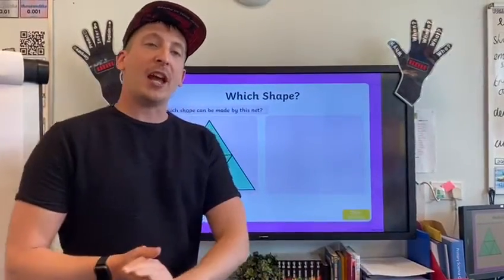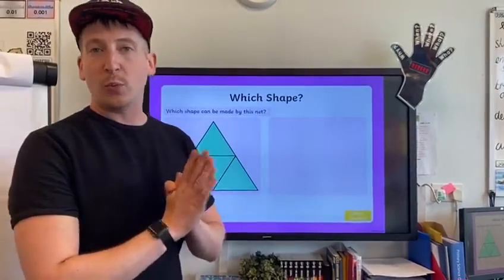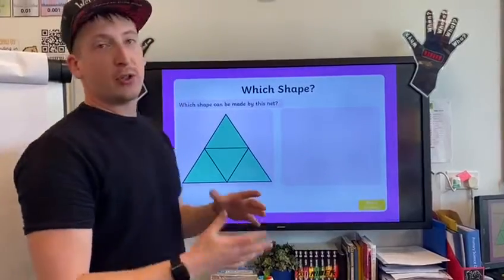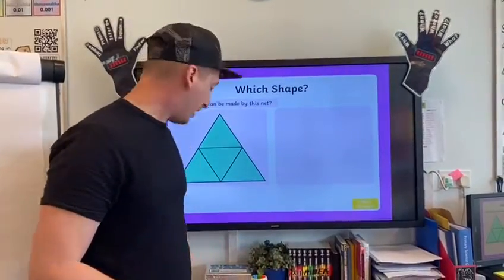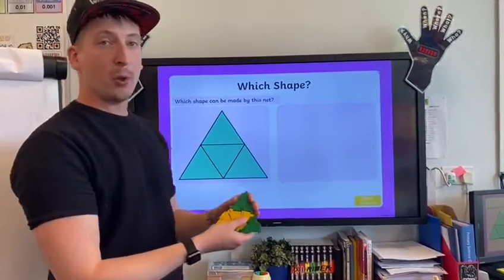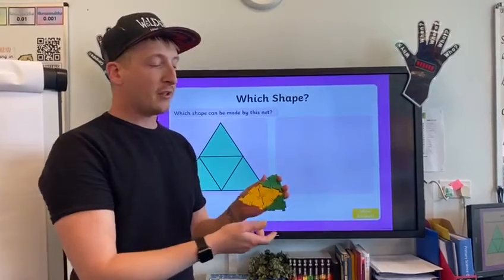Okay, so when we're looking at 3D shapes, obviously they come from a net. That's nothing to do with what's on your windows or that you go fishing with. It's to do with these things that you can see on the board here, the 2D representation of a 3D shape. So I've got one already made, which is the same one you can see on the board. And your task is to find out what shape does this make. So you'll need to fold it up.